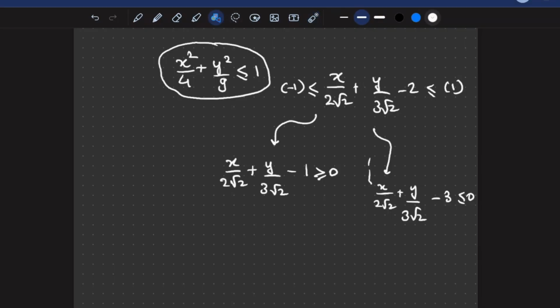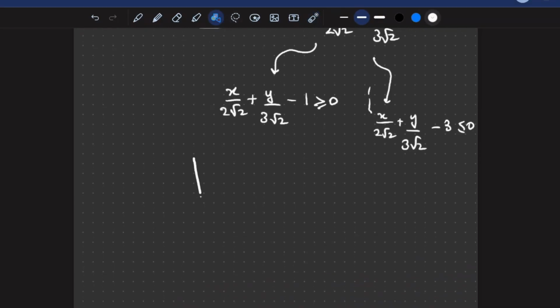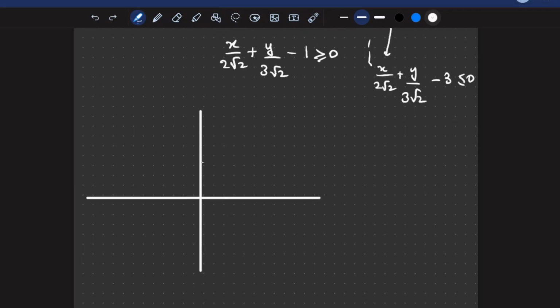So let us now draw the diagram and see what happens. What I got the feel of was that let me test whether one of these lines is a tangent to this ellipse or not. The line closer to the origin would be this one itself, so I tested with this one.